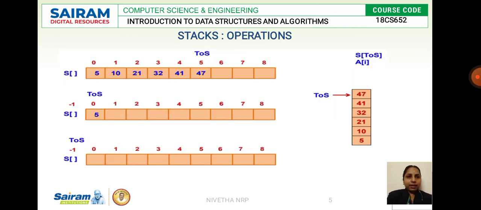See, here is an example. We have 6 data: 5, 10, 21, 32, 41, 47. We will be checking the TOS condition. Where will the TOS be? At the last inserted element, that is at 47. It checks whether TOS is at -1. Definitely not. At -1 we have not inserted anything; when TOS is 0, we insert 5. When TOS is at 1, we insert 10. When TOS is at 2, we insert 21. So at the current data 47, TOS will be at 5. It is not equal to -1, so it will return false, that is, 0.